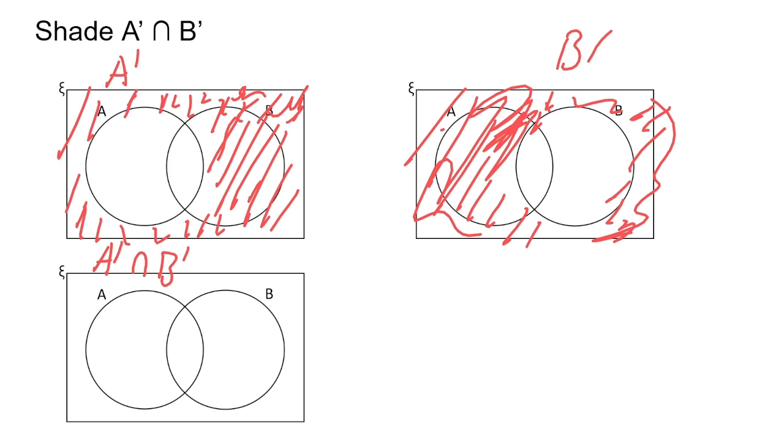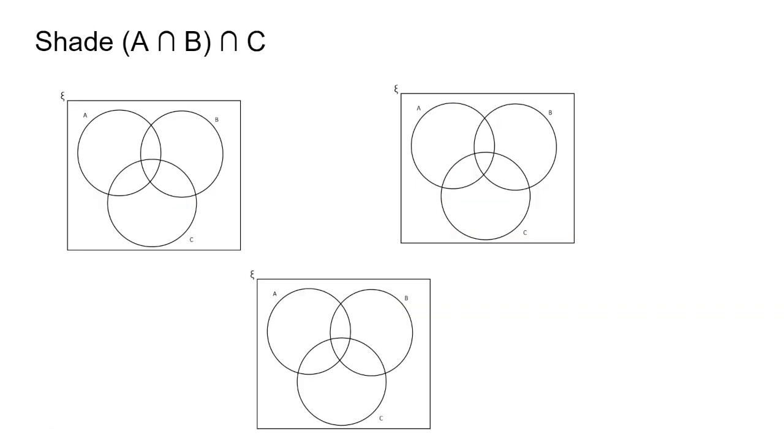This is going to be a bit different than A complement union B complement, because it has to be in both A complement and B complement. And the only part that's in both of them is the outside part. Because this part's not in here, and this part's not in there, so it's going to be the outside part.